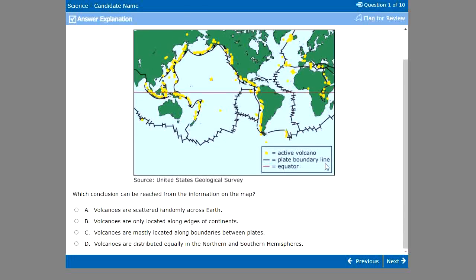So these black lines, one more time, they're plate boundaries, so we can probably directly go to the correct answer here. Volcanoes are mostly located along boundaries between plates. The other answer, scattered randomly, they're definitely not. No, they are specifically around the lines. Only located around edges of continents? No, that is not true. A couple of volcanoes are in other places. And volcanoes are distributed equally in the northern and southern hemisphere? That is not correct as well. There are a lot more volcanoes, it looks like, in the northern hemisphere along the boundaries of plates.